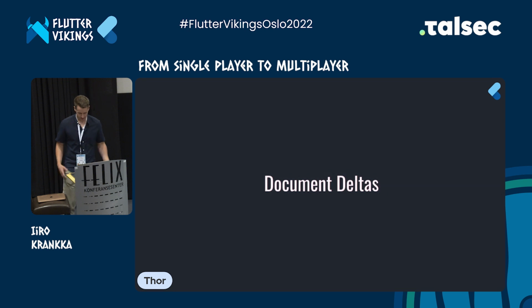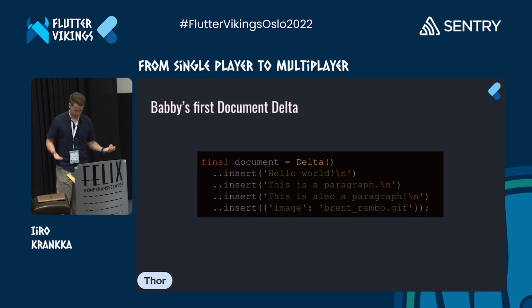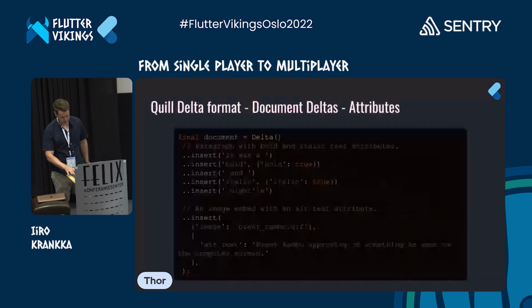So how do we express a document in this weird delta format? Document deltas only contain insert operations, nothing else. Here's a sample. It has three paragraphs of text and one image at the end, of Brent Rambo. And that's how you would do that. Then, of course, you have to pass this delta to your editor and render it some way. But we're just talking about how data flows here.